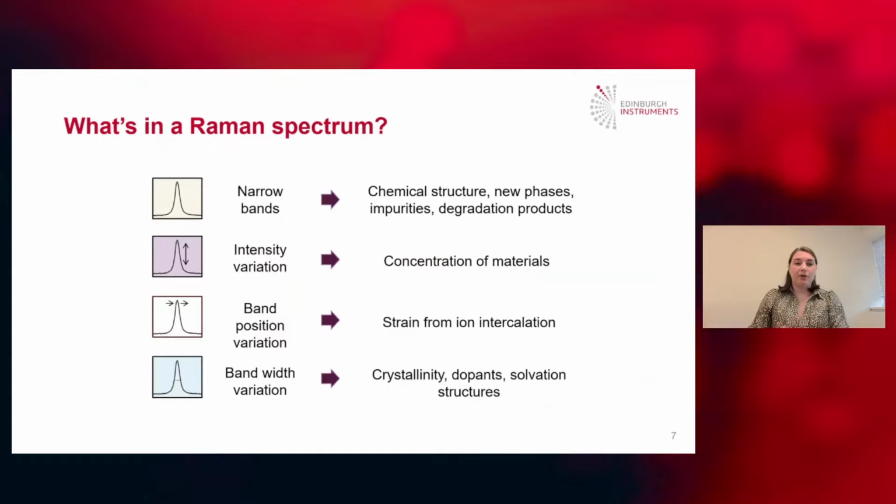So a Raman spectrum gives you a wide range of information, and it's unique to the kind of sample type you're analyzing. It commonly has narrow bands, which can tell you about chemical structure. You can look at new phases, the introduction of impurities and degradation products. The intensity of your Raman is connected to your concentration, so you can monitor the concentration of your material based on intensity variations. The band position variation can tell you about strain in your sample. And finally, the band width variation can tell you things like crystallinity, dopants, and solvation structure.